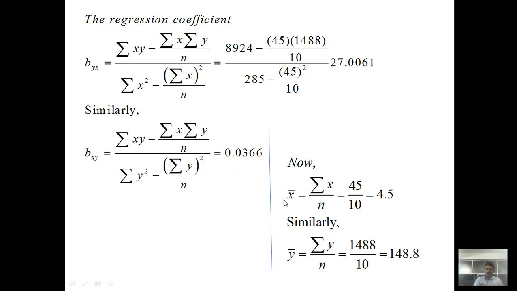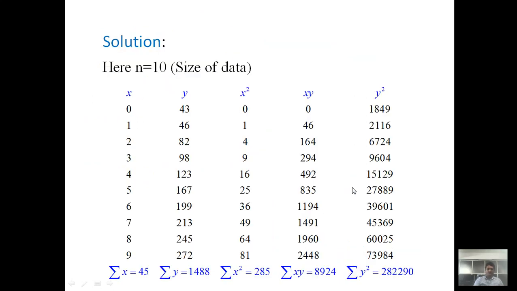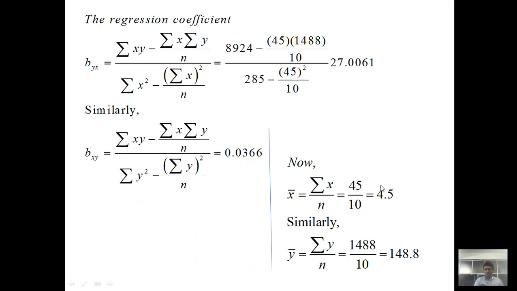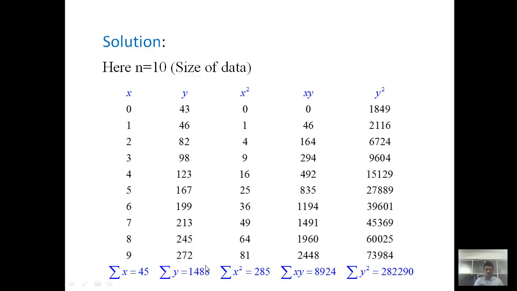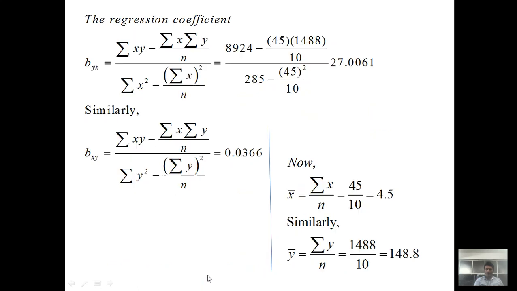Now x bar is nothing but the expectation or mean, that is sum x upon n. Sum x, that is the sum of the first 9 integers, 0 plus 1 plus 2 plus 3 up to 9, is 45, which is already calculated. So 45 by 10 is 4.5. Similarly y bar is sum y divided by n. Sum y is 1488 divided by 10, so it is 148.8.